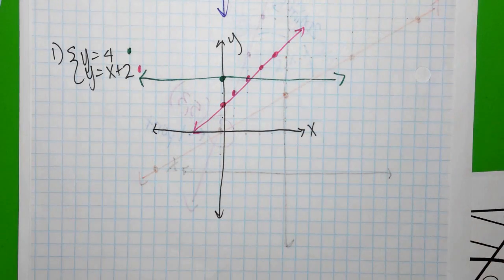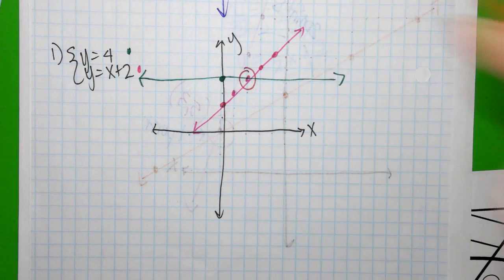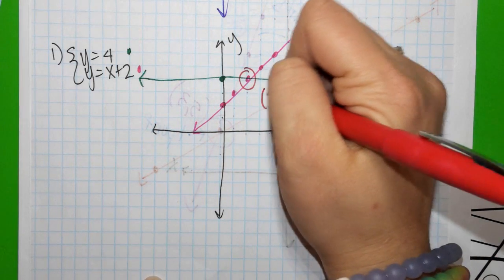So, where they cross is called what? The solution. Give your team another point over here. And what is the solution to this? 2, 4. Give your team a point.